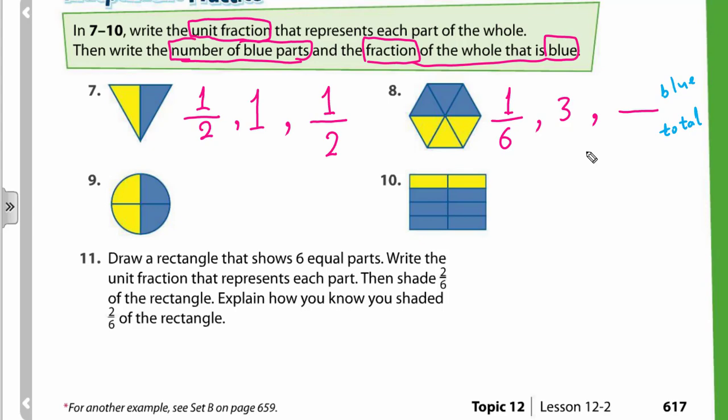Okay, Abdullah. How many blue up and how many total down? One up and down 6. I agree with you, down is 6, but up the blue is not 1. 3. Okay, can you read this fraction? 3/6. Okay, thank you, my hero. Great work.